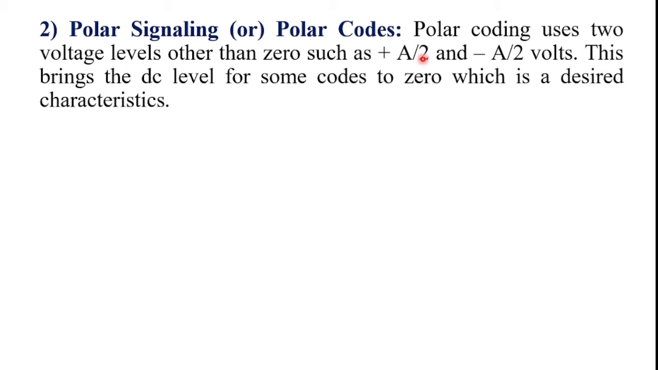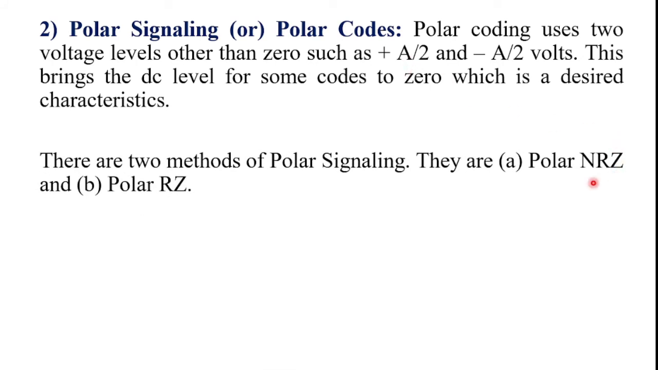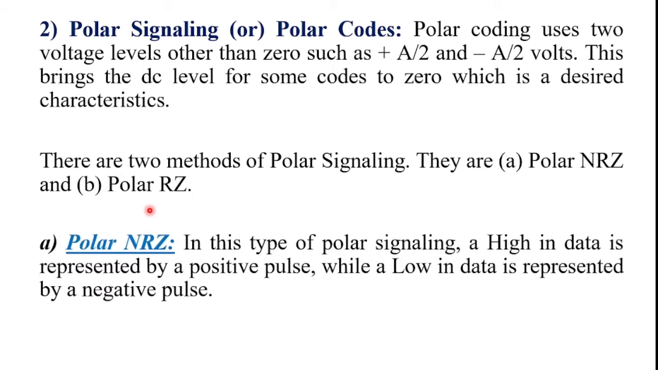Now polar codes are divided into two types: polar non-return to 0 and polar return to 0. First we are going to discuss polar non-return to 0. In polar non-return to 0, a high in data is represented by a positive pulse, called a mark, while a low in data is represented by a negative pulse.